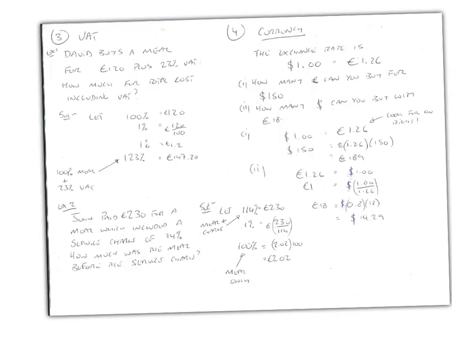Here's a couple of VAT examples where we can use the unitary method. So David buys a meal for €120 plus 23% VAT. How much is the total cost of the meal, including the VAT?